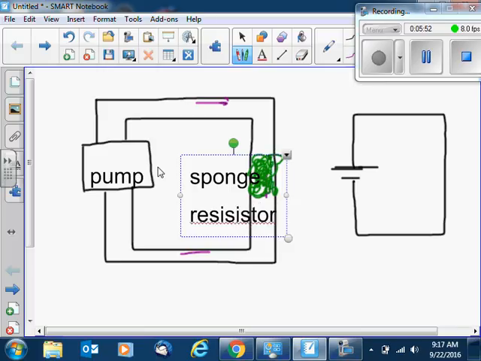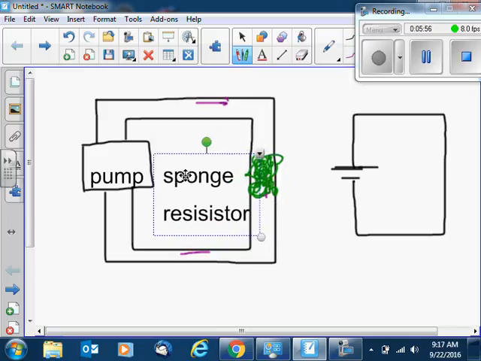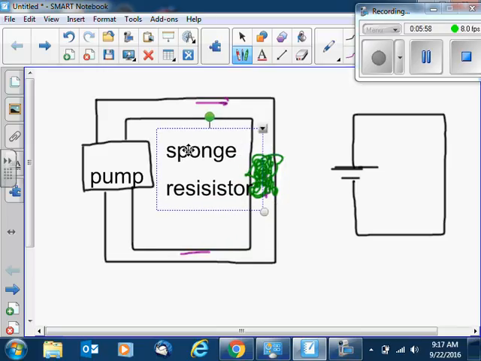It slows down the current. That's its job. There we go. Sponge resistor. And I'm going to go and erase this a little bit, just a little bit, because I want this to, and reconnect this. There we go. Okay, there we go.